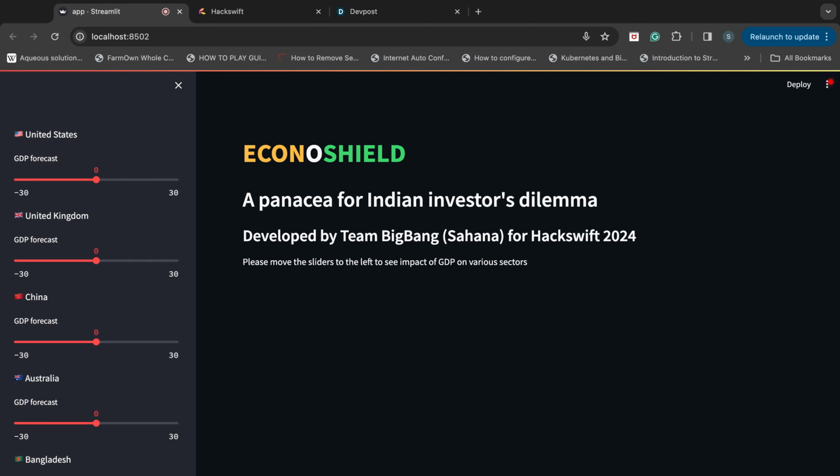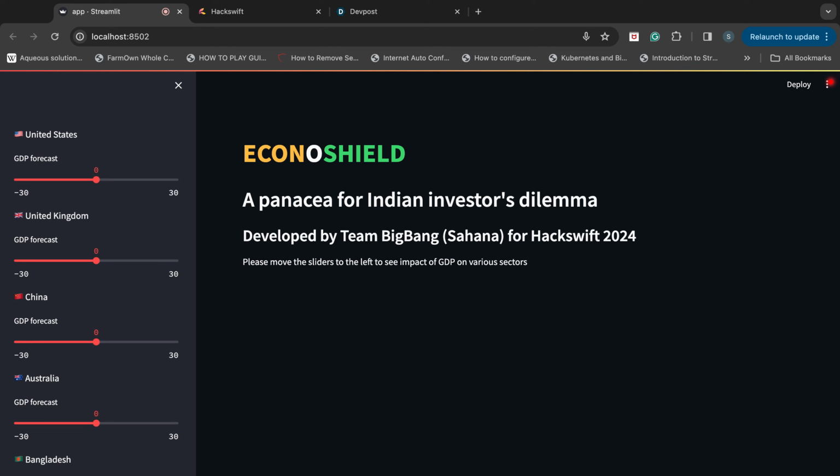So I developed EconoShield using the technology Streamlit, which facilitates rapid web development in Python. In order to build EconoShield, I first downloaded sectoral indices for the past 15 years from Nifty's website. Nifty is also known as Indian Stock Exchange. Sectoral indices include media, IT, oil and gas, metal, banks, financial services, and other such similar sectors.